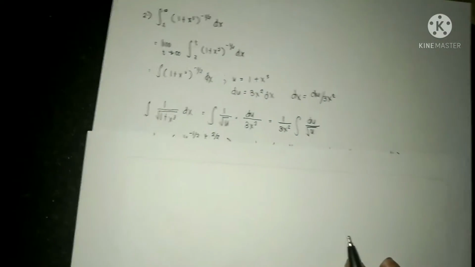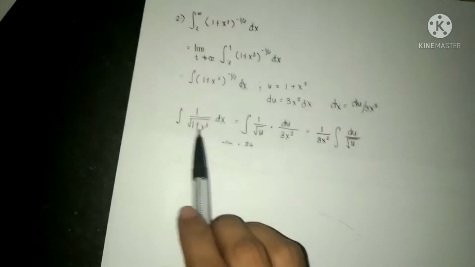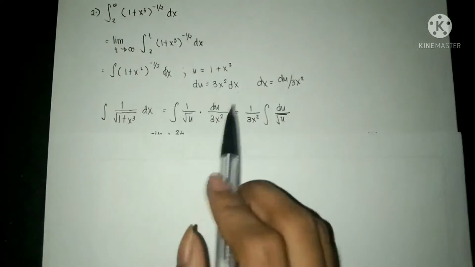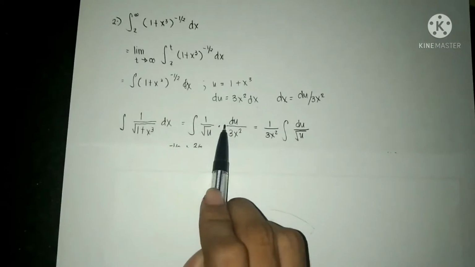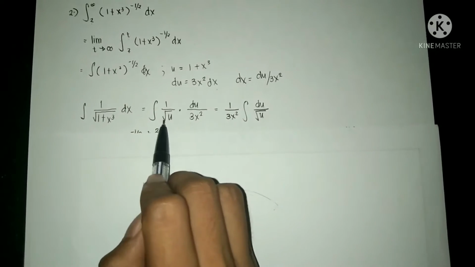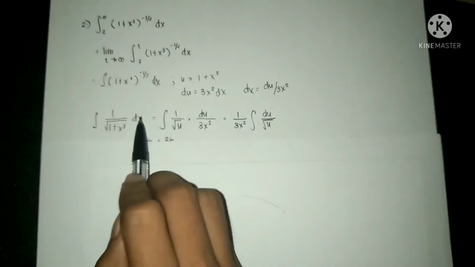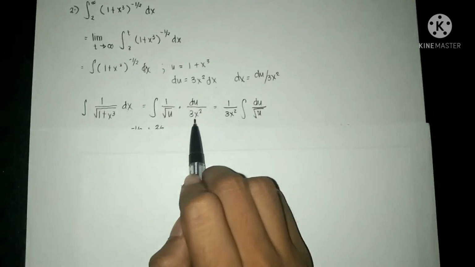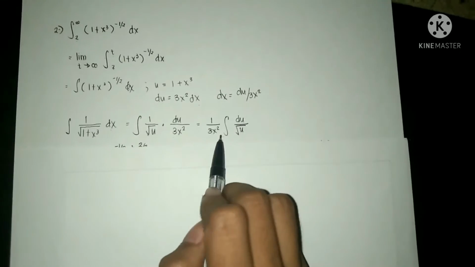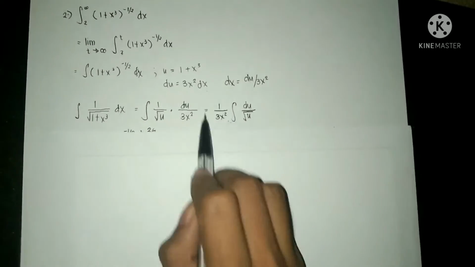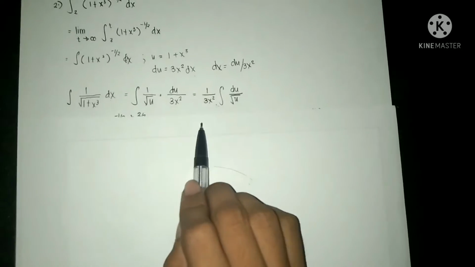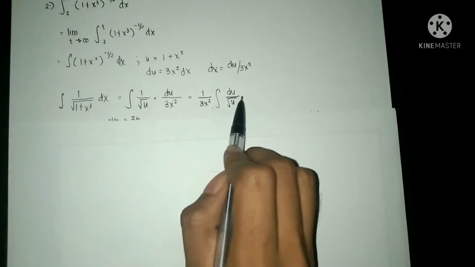So next, the integral of 1 over the square root of 1 plus x cubed dx is equal to the integral of 1 over, since this is the value of our u, let's just write square root of u times our dx, which is du over 3x squared. So, 1 over 3x squared, we take it outside of the integral. So what remains is du over the square root of u.